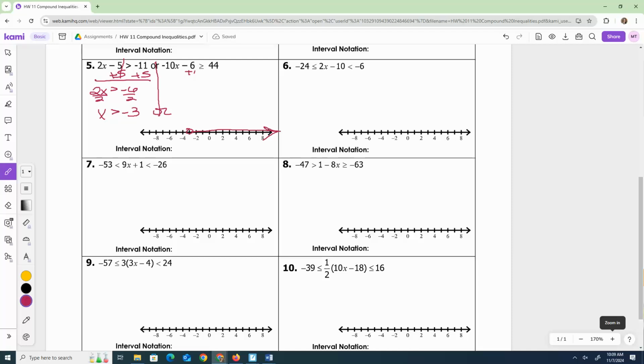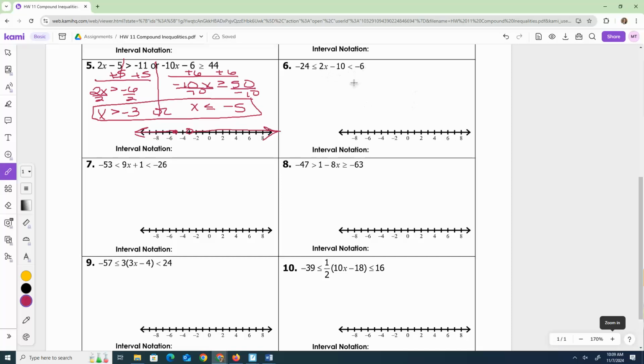6. We get -10x greater than or equal to 50, and what happens when we do that? So we get x is less than or equal to -5, okay, open or closed, and going to the, so those are all the ors.